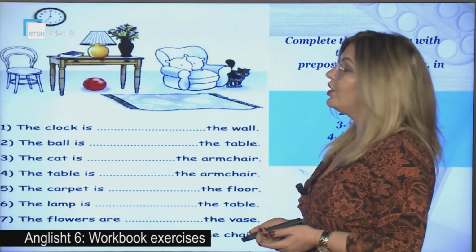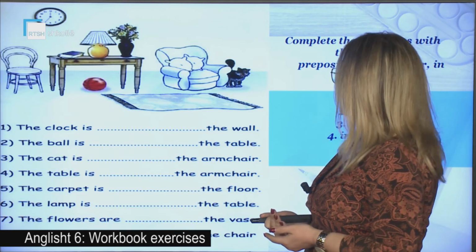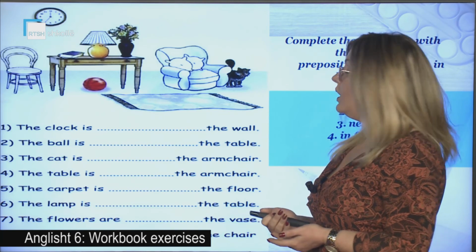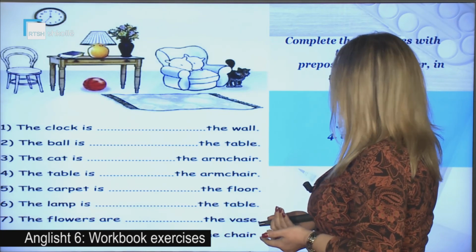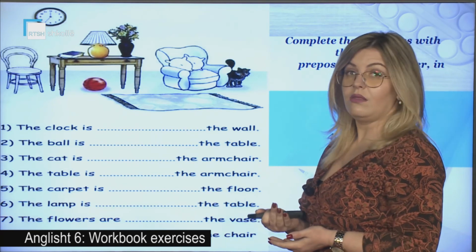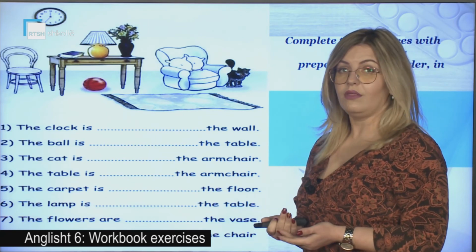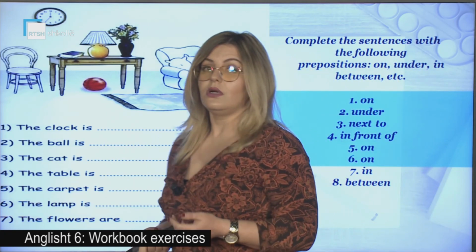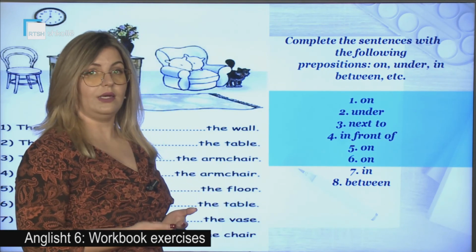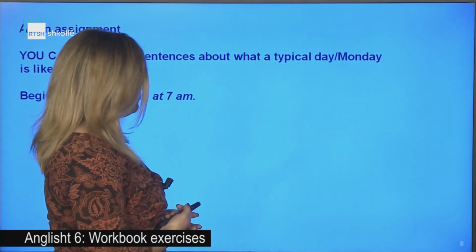the cat is next to the armchair, the table is in front of the armchair, the carpet is on the floor, the lamp is on the table, and the flowers are in the vase, and the table is between the chair and the armchair. And from this side, from 1 to 8, you have the right answers for solving this kind of exercise.